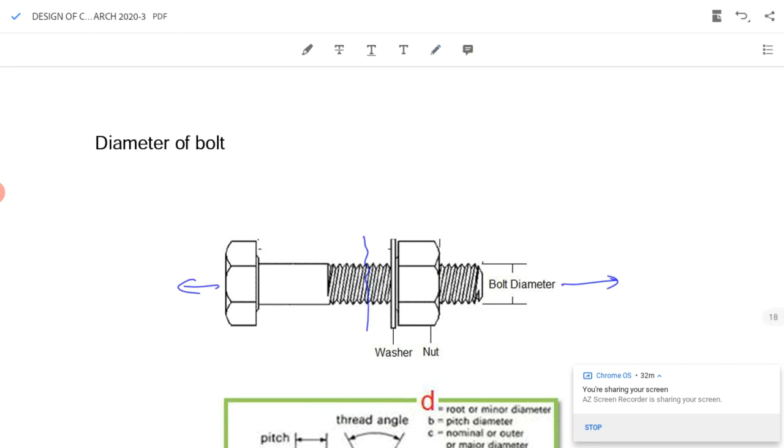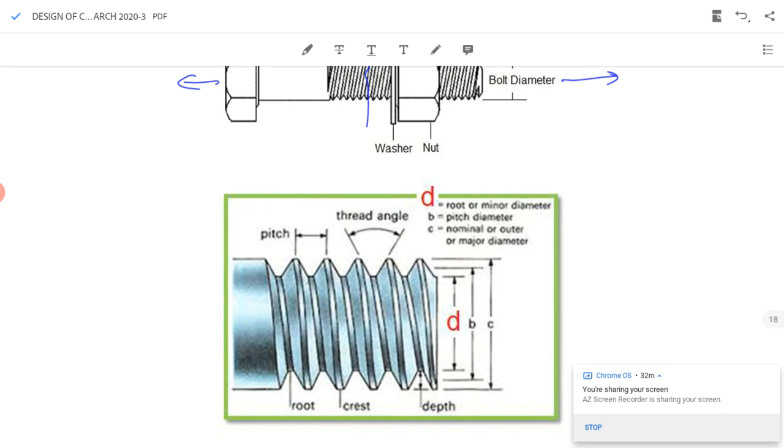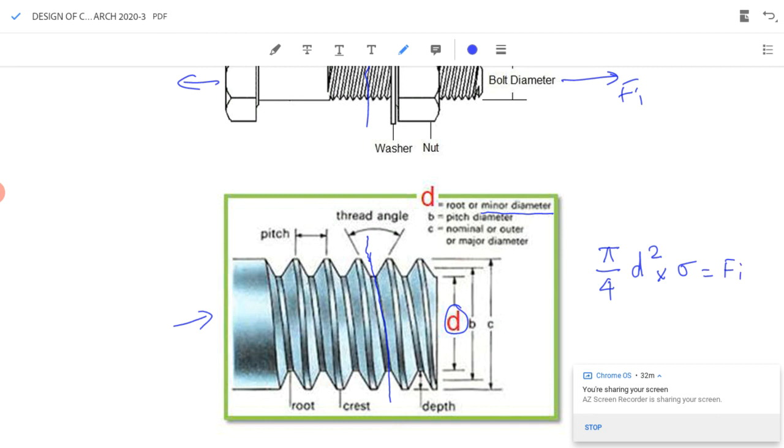And inside the thread, we have major dia and minor dia. We can see in this figure, it can fail along this section, which is the weakest section. This is the narrowest section, lowest area. What will be the area? Pi by 4 into d square, where d is the minor dia. Very important. Pi by 4 d square, this area multiplied by stress, equal to force. What is the force acting? Fi, the inertia force.